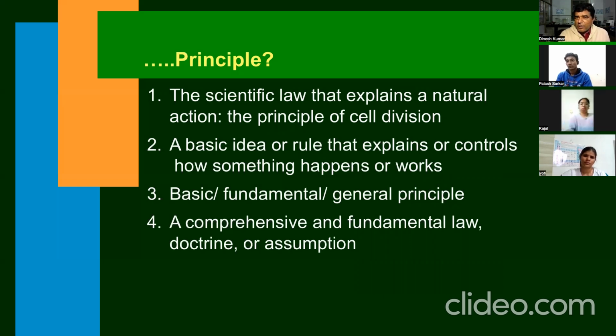The scientific law that explains a natural action, sometimes, so it has a different meaning. Sometimes principle means the scientific law that explains a natural action. For example, the principle of cell division. You know about the principles of cell division, the principle of gravity, principles of gravitational force. Likewise, there are several principles. A basic idea, some idea or rule, it may be a principle, maybe a rule also. An idea or rule that explains or controls how something happens or works. Okay, how something happens or how something works.